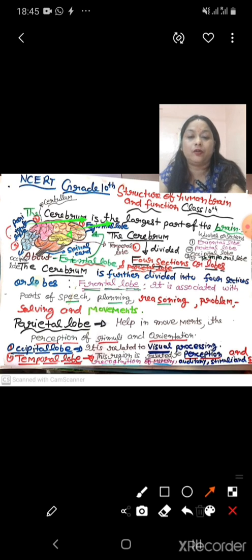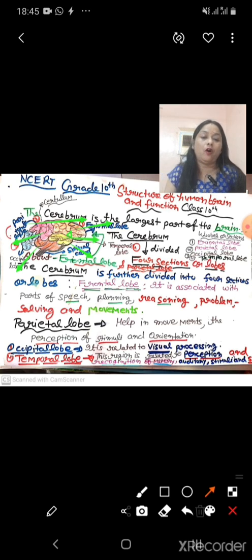This is the first lobe, the frontal lobe. This is the parietal lobe, this is the occipital lobe, and this is the temporal lobe. So four lobes are found in the cerebrum. Firstly, let us learn about the frontal lobe.